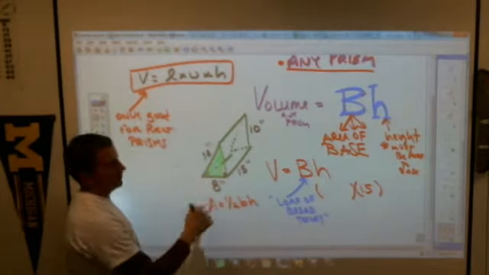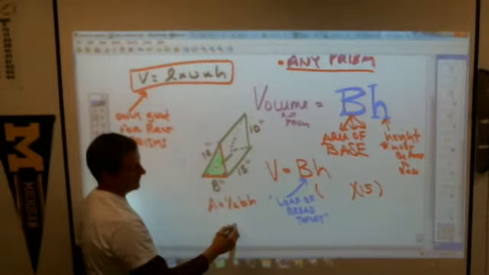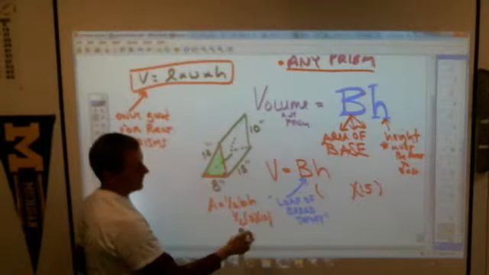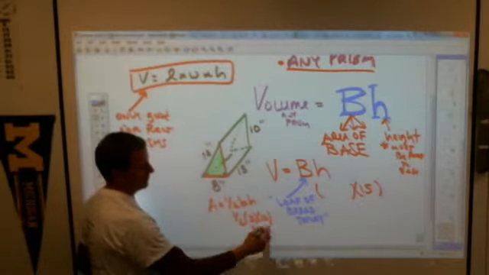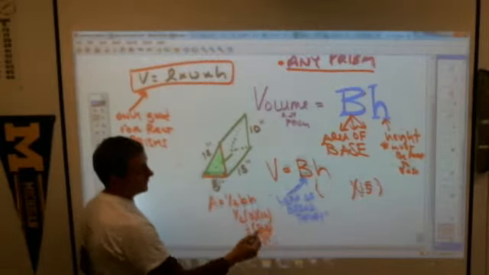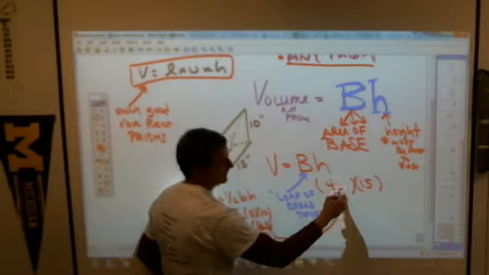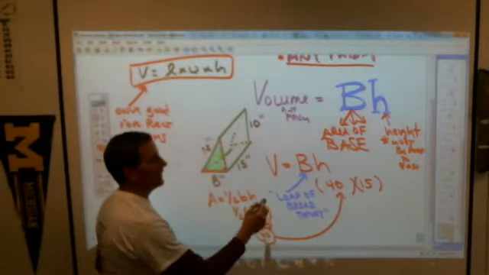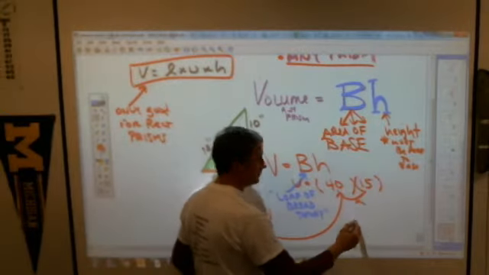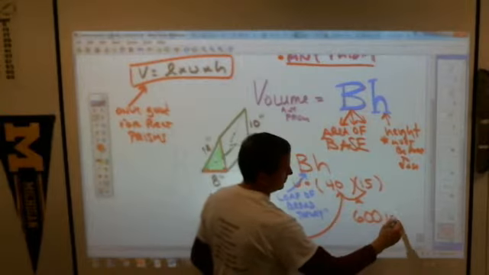So what's the area of my triangle? Well, it is the two lines that form the right angle, 8 times 10. Half of 8 times 10. Half of 80 is 40. So that 40 is the area of the base, which goes right here. And then the total volume of this shape is what you get when you multiply 40 times 15, which is 600, I believe. And that is inches cubed.